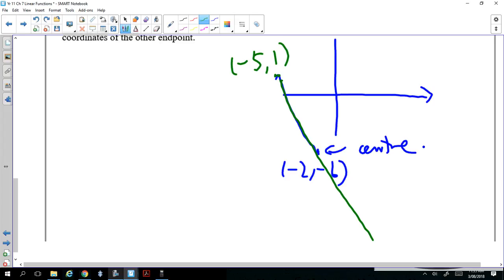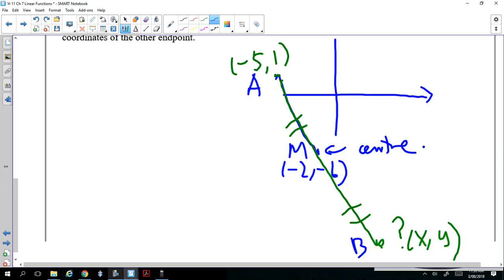So to find out what that point is, let's call that point x, comma y, and we're going to find what x and y is. Now, what can we say about the center? If that's the point A, that's the point B, the center must be the midpoint. Agree? So the center is equal to the midpoint of the diameter. Okay?